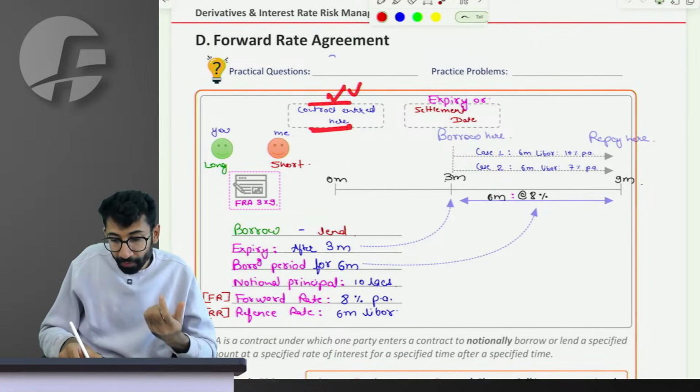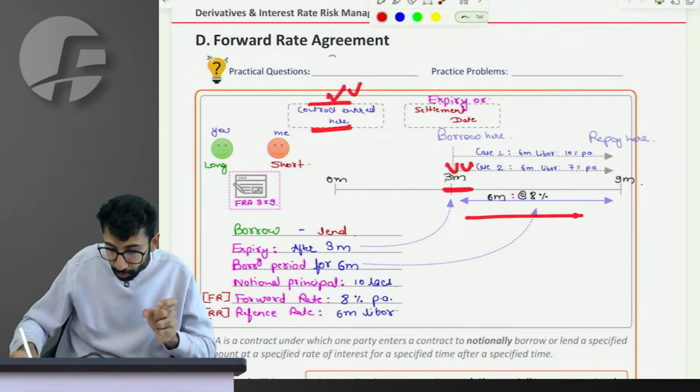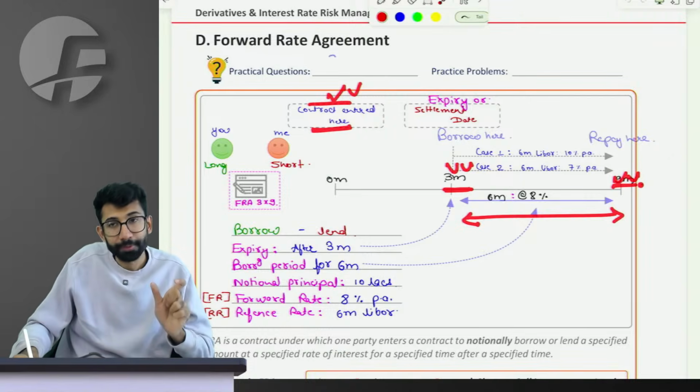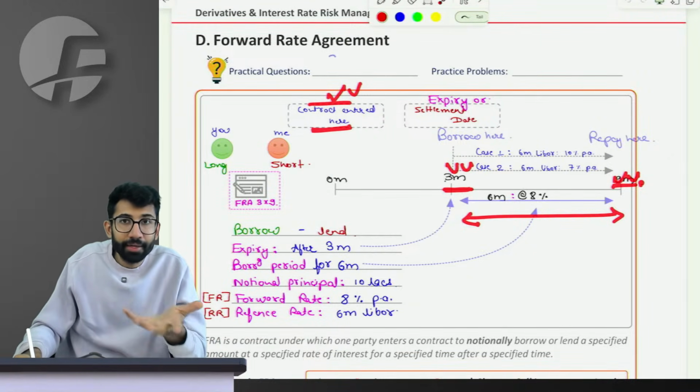When does the borrowing start? The borrowing starts here. What is the period of borrowing? The period of borrowing is this time period. When does the borrowing end? The borrowing ends here. Right? Does the actual borrowing and lending take place?